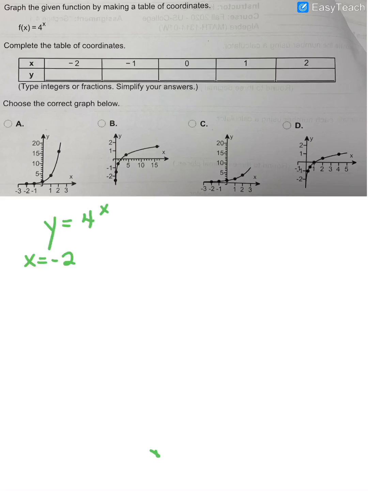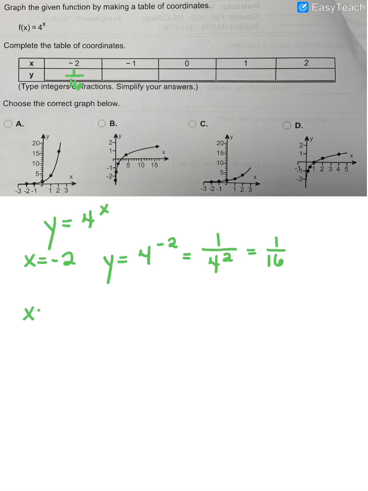So when we plug in -2, we get 4 to the power of -2. Now, first of all, you have to understand that negative powers will flip your base. So when I have a 4 to a negative power, that's the same as having 1 over 4 to whatever the positive power would be. So 4 to the -2 is the same as 1 over 4 squared, and if I simplify that, that's 1 over 16. So in my table, I would put 1 over 16 in that first slot.